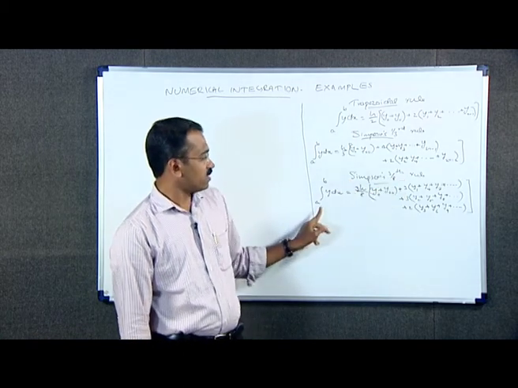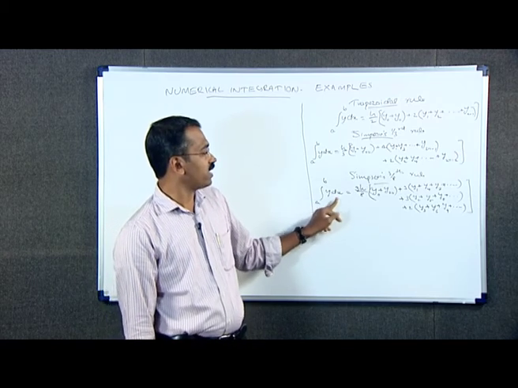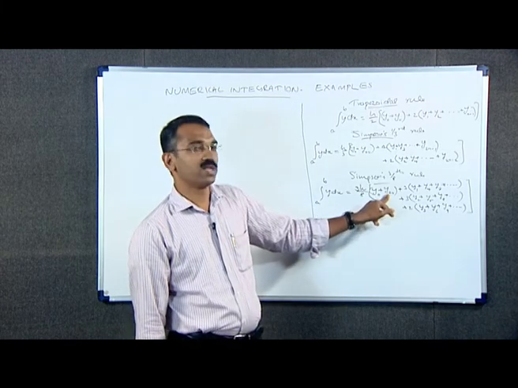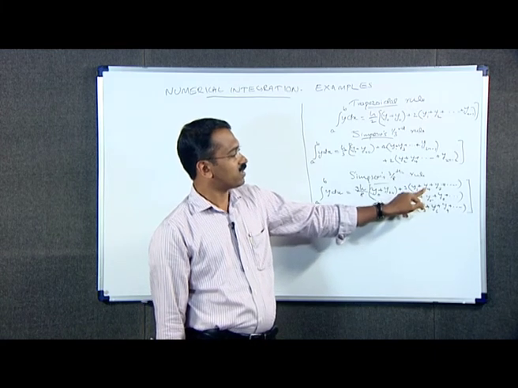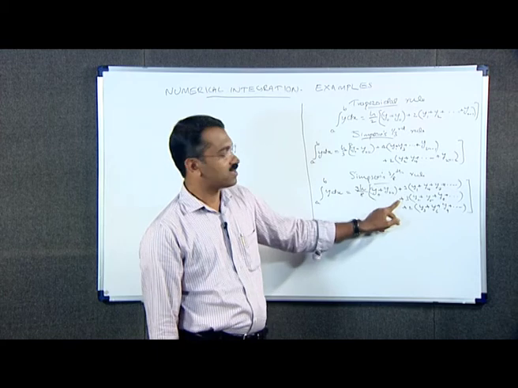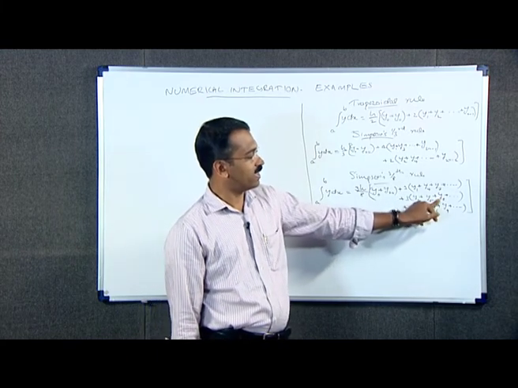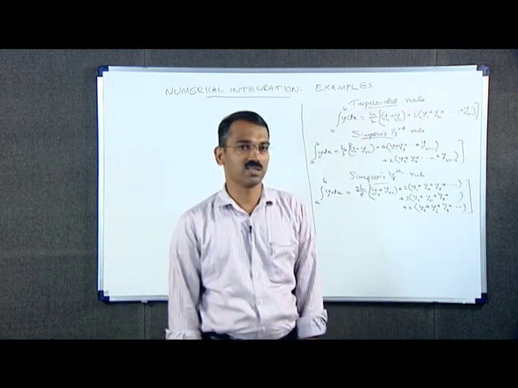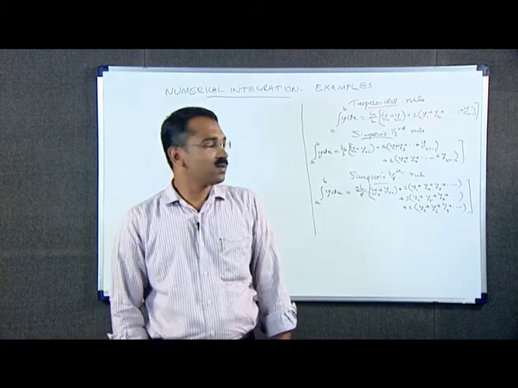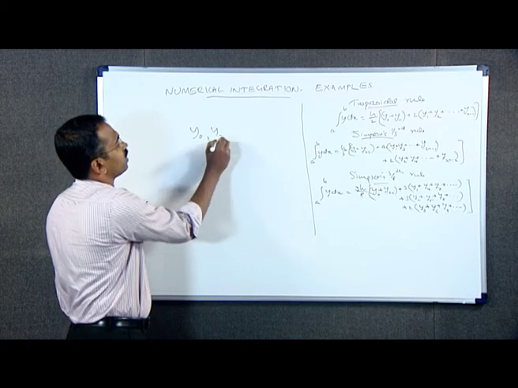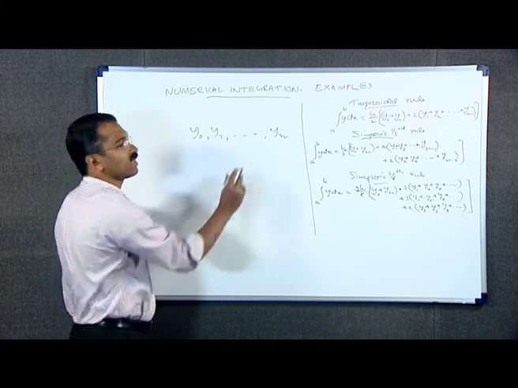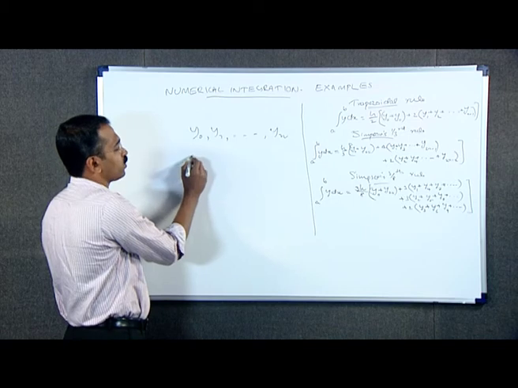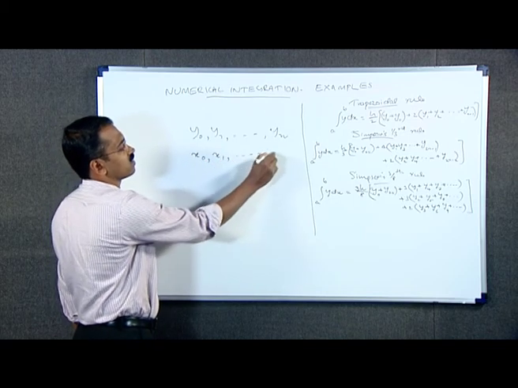By putting n is equal to 3 in the quadrature formula, we derived Simpson's 3/8 rule as the integral from a to b y dx is equal to 3h by 8 into y0 plus y3n plus 3 times y1 plus y4 plus y7 plus etc. plus 3 times y2 plus y5 plus y8 plus etc. plus 2 times y3 plus y6 plus y9 plus etc. Here y0, y1, y2, etc., yn are the function values corresponding to the arguments x0, x1, x2, etc., xn.